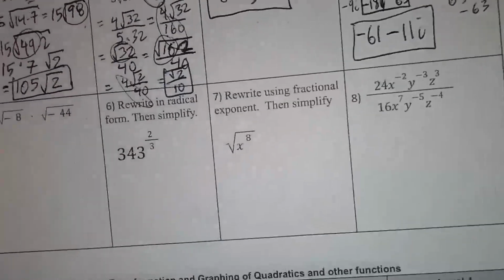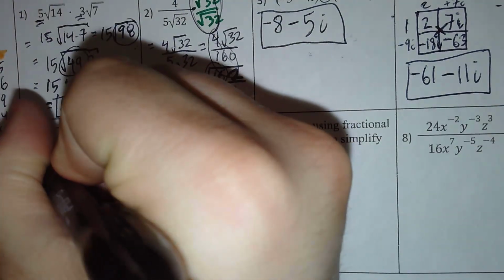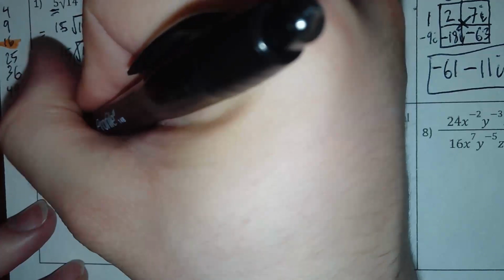Okay, moving on, we're going to tackle another imaginary number problem. For this one, I'm going to write it as root 8i, because when I have 2 negative numbers like this, I don't want to make any mistakes. So I'm going to write this as root 8i and root 44i.